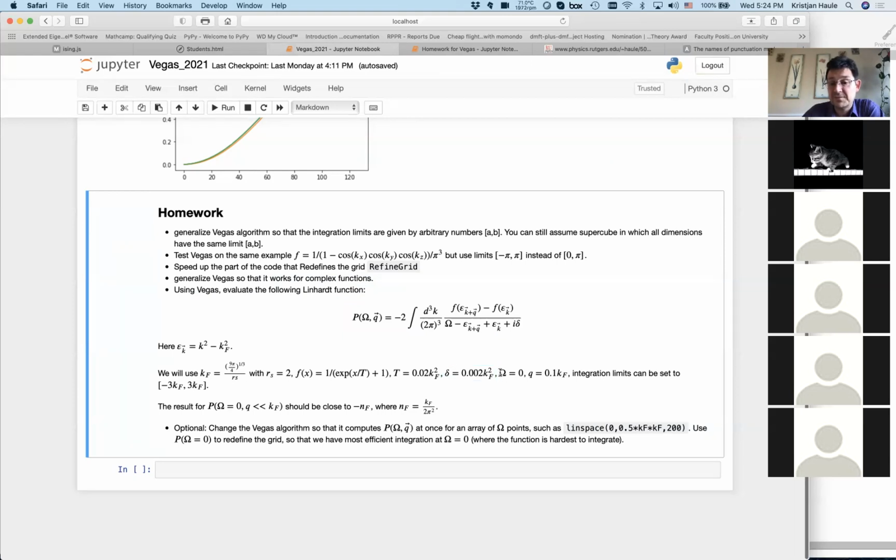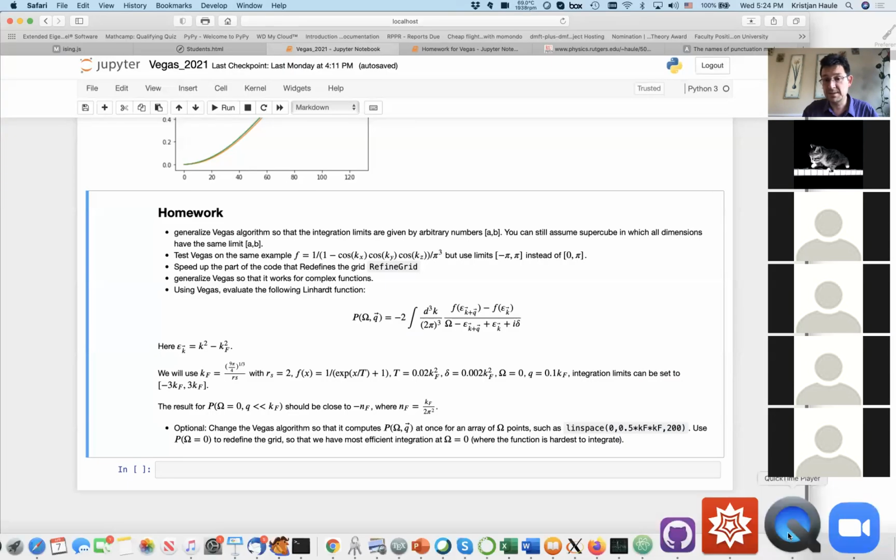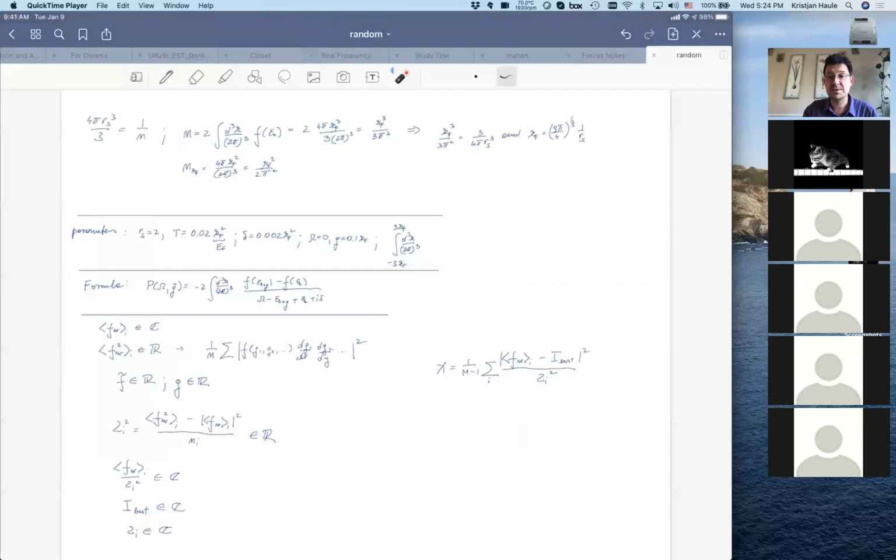And then we're going to take the frequency to be 0, the momentum to be 0.1 of the Fermi momentum, which is more or less close to 0, or a very small number. And then we're going to do integration limits from minus 3kf to 3kf, which is equally good as minus infinity to infinity, because the functions are actually 0 outside this range. But let me explain how we get to this particular set of numbers.